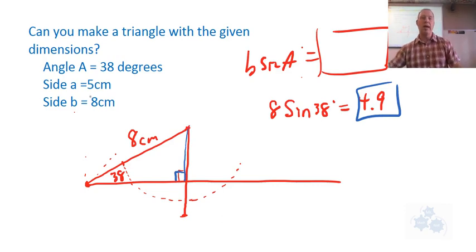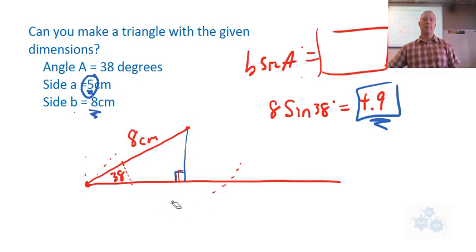So what do we have? We have more than that. Way more than that. Sorry, 5. Where am I at? 5. So not quite as long as I've exaggerated here, but it's a little bit longer. The 5 is a little bit longer than the 4.9, right? So does everyone see that, yes, a triangle can be made with this, because this opposite side is greater than the minimum requirement.